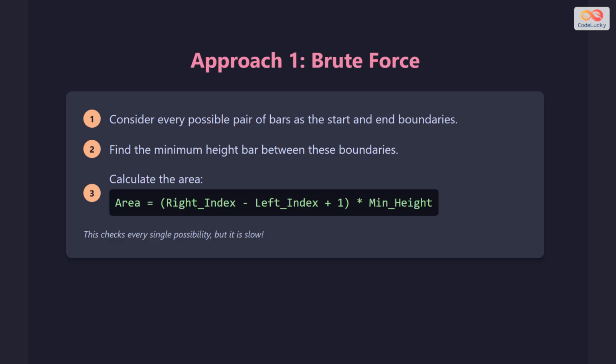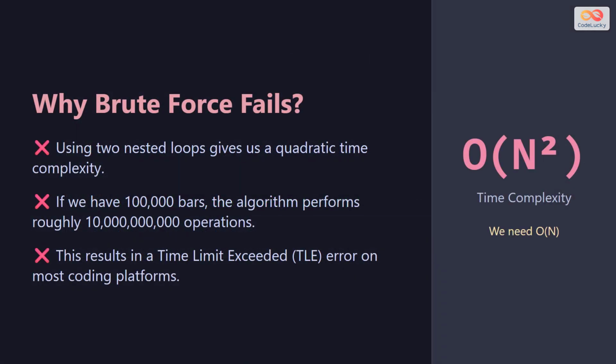The most intuitive way to solve this is the brute force approach. We could iterate through every possible pair of bars to define the start and end of a rectangle. For each pair, we find the minimum height in that range and calculate the area. However, there is a catch. This brute force method requires nested loops, resulting in a time complexity of O of n squared. If the input size is large, say 100,000 bars, this approach becomes far too slow and inefficient for real-world applications or competitive programming.